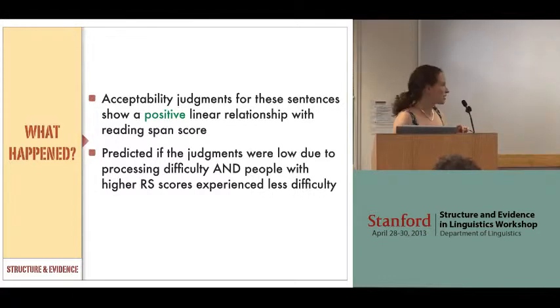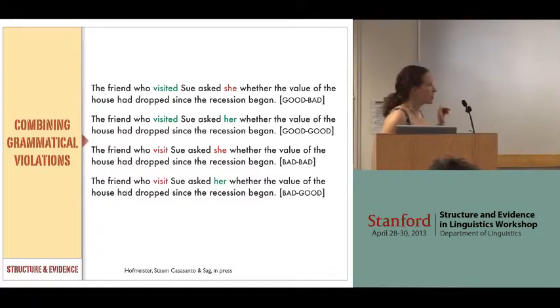But just going back to it, you do find a positive linear relationship between reading span scores and the difficult sentences. These are non-islands, right? Just regular old difficult sentences. And that's exactly what you predict according to the logic of Sprouse, Wagers, and Phillips, right? If the judgments were low due to difficulty, then people with higher reading span scores should like them more, and they do.